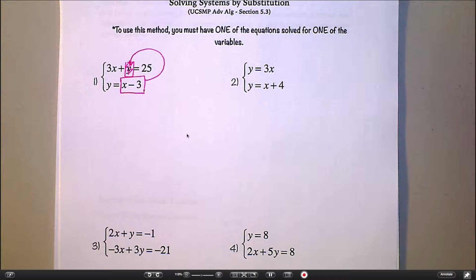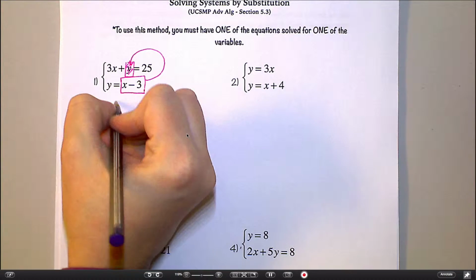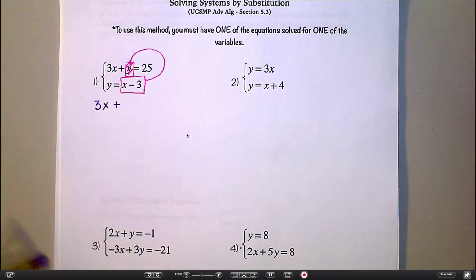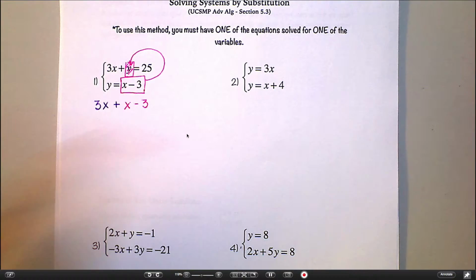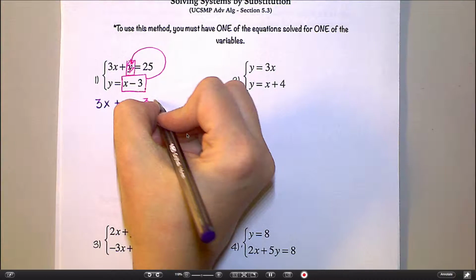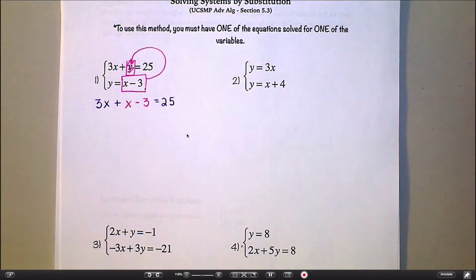And so now that top equation will look like this. 3x plus, but then instead of that y, we're going to have an x minus 3 equals 25. What is the advantage to that? Why do I like that better now? Yeah, I only have one variable. I only have x, so now I can solve for x, okay?